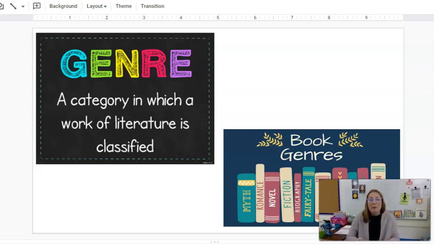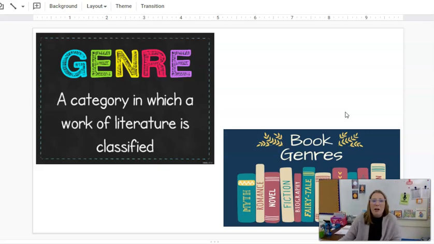into different groups. So here, down here you could see some different book genres. Not all, but some. There's myth, romance, novel, fiction, biography, fairy tale, drama, history, western, poetry, and nonfiction. So those are some examples of categories that we can put books into.